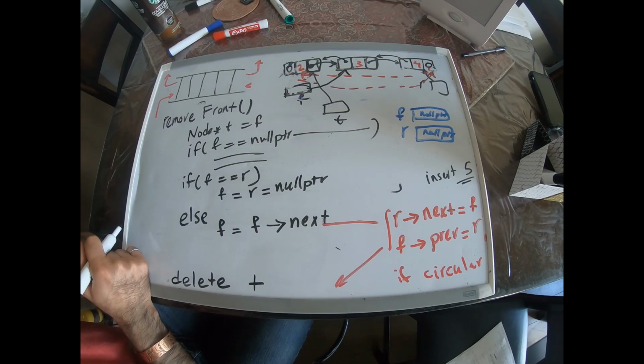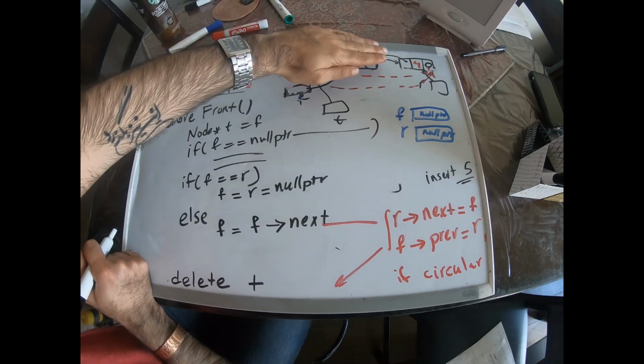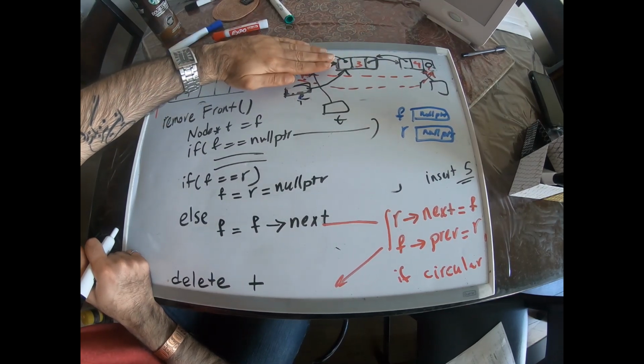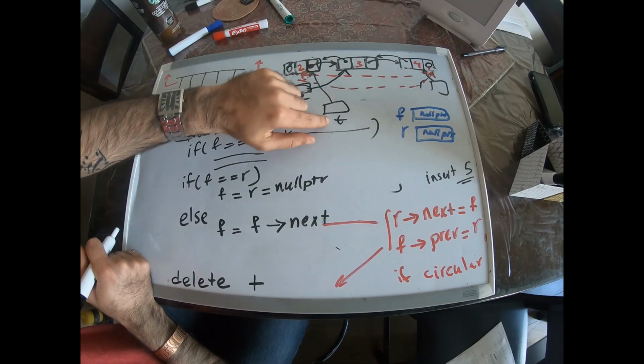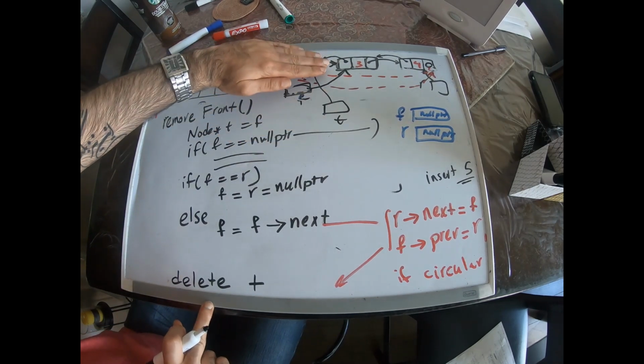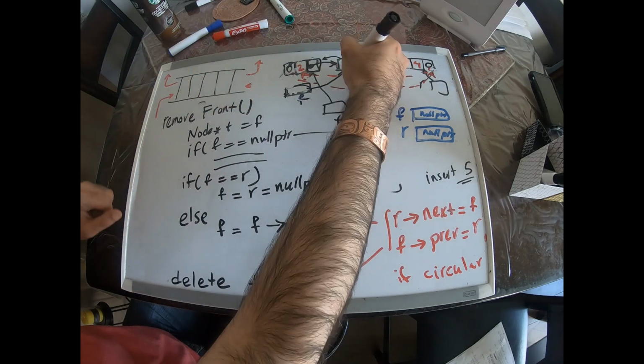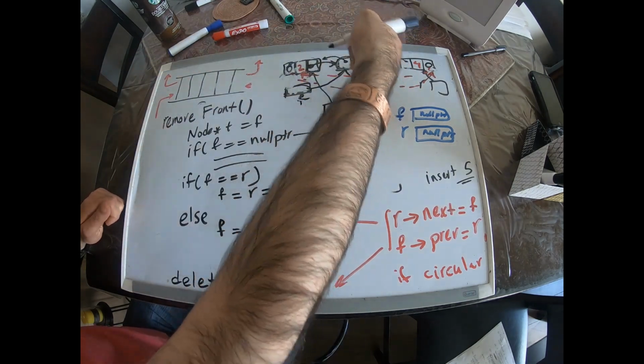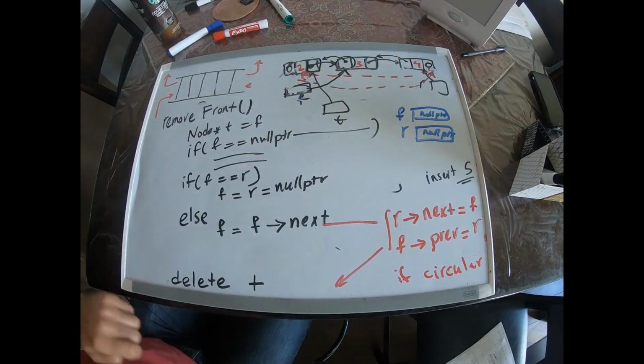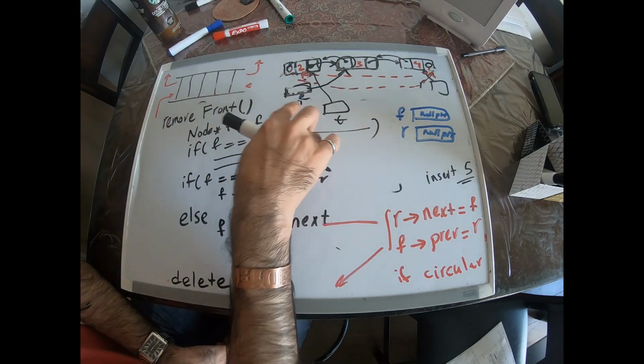We are not done. We still have to do one more thing. Because now this is our front, right? This is not part of our linked list anymore. We are going to delete it later, right? We can remove it later. But one thing is left. This pointer is still pointing to the previous front. So we have to change it.